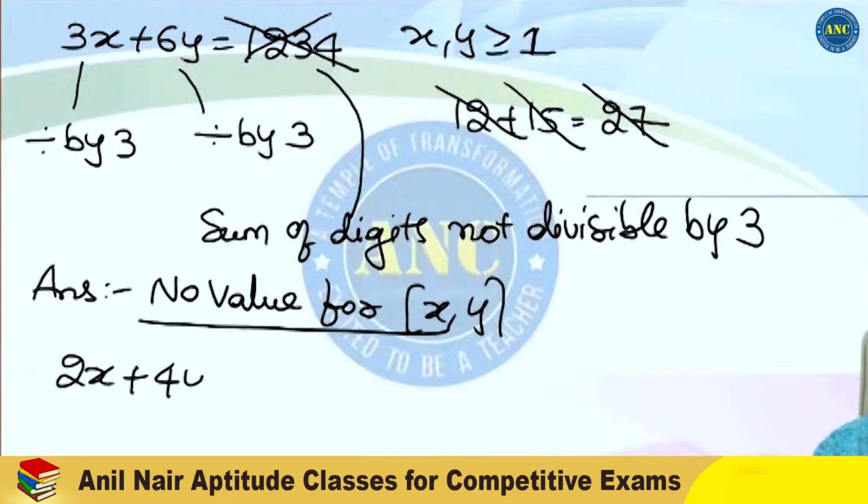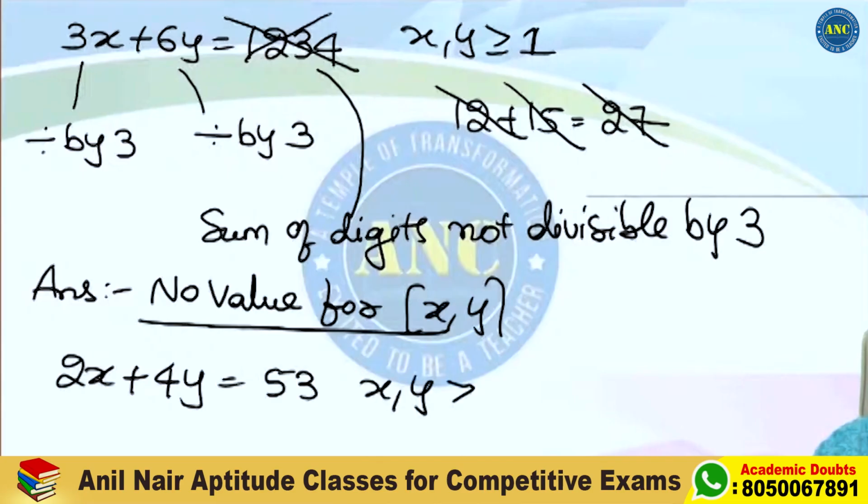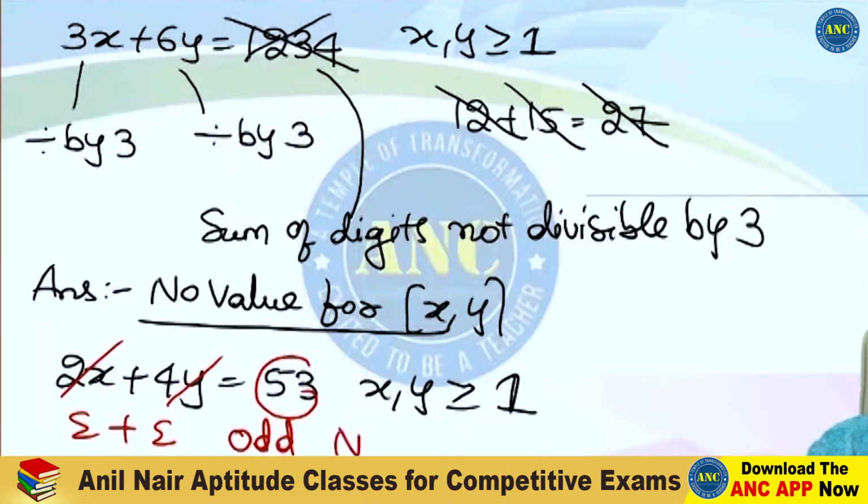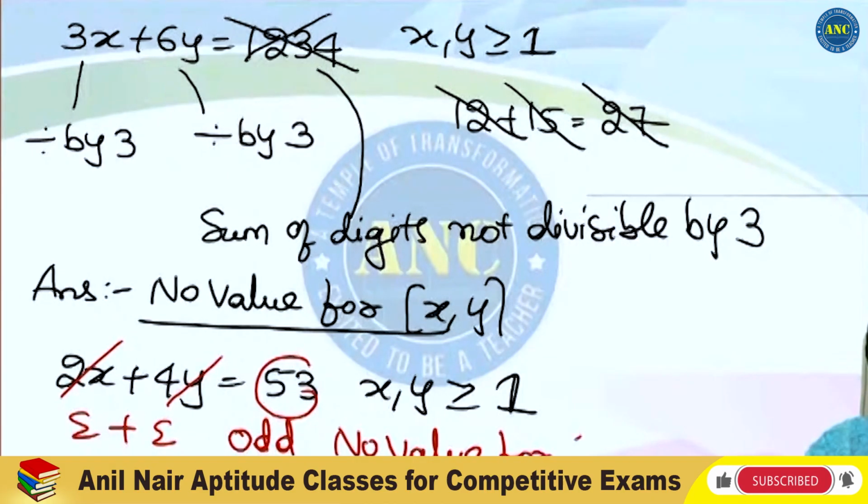2x plus 4y equivalent to 53, with x, y greater than or equivalent to 1. 2x is an even number. 4y is an even number. Even plus even is even. 53 is an odd number. Again the answer is nothing but no value for x comma y.